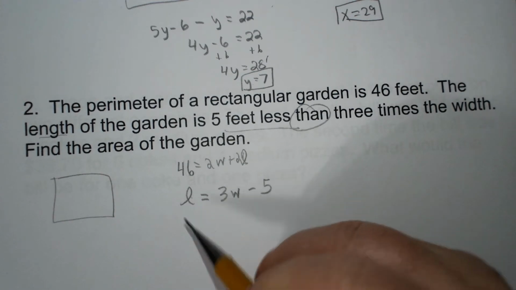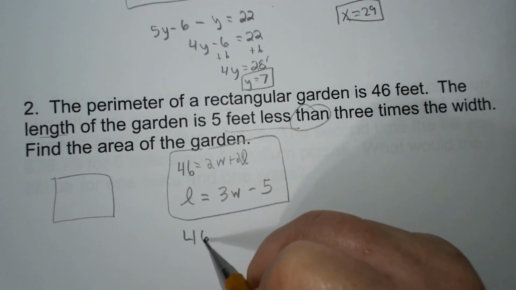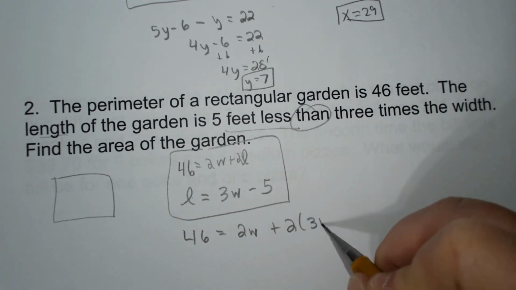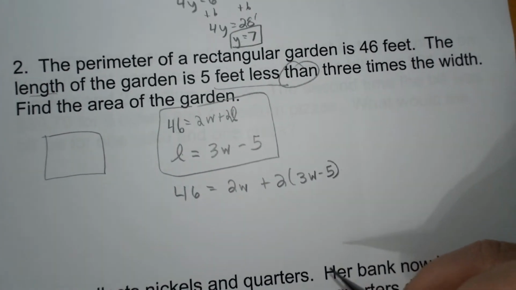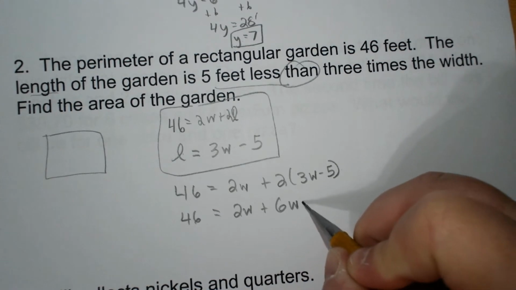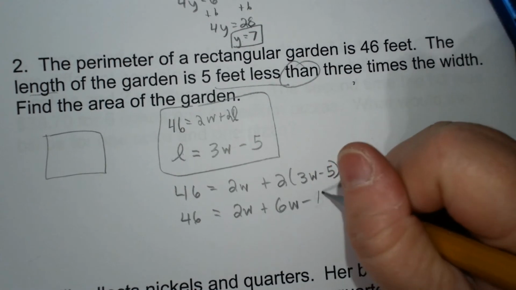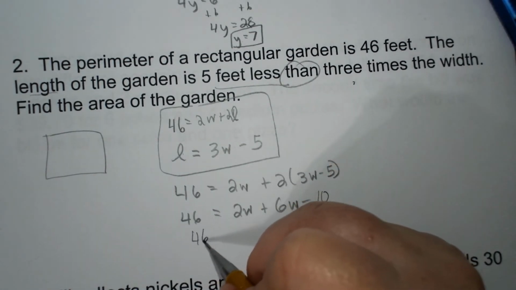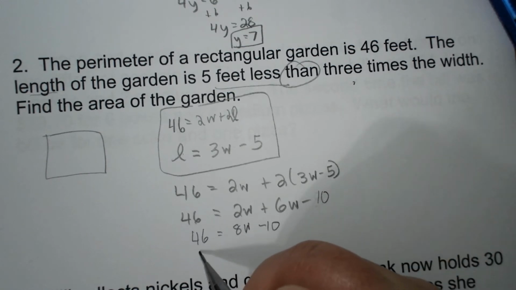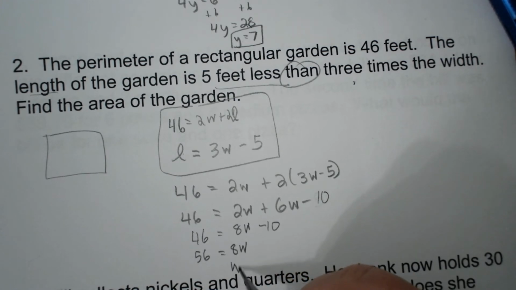And I'm going to use substitution. This is what I built. 46 equals 2W plus 2 times 3W minus 5. 46 equals 2W plus 6W minus 5. Oh, minus 10. Almost blew the distributive property. 46 equals 8W minus 10. Add 10. 56 equals 8W. 7 times 8 is 56, so W equals 7.